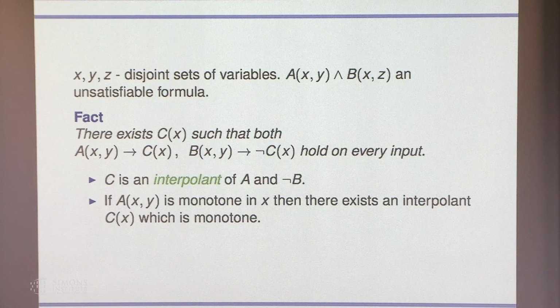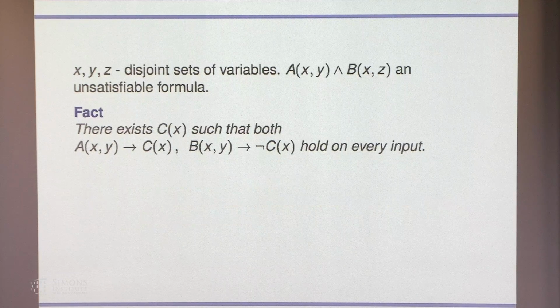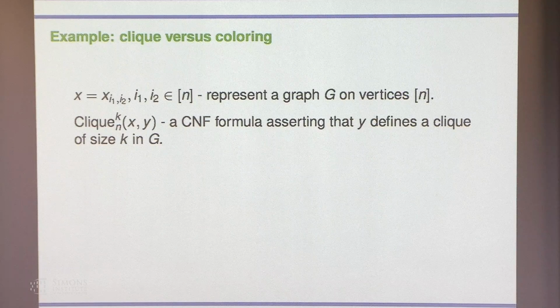And another subtle thing to notice is that if A is monotone in X, meaning that the variables x in A appear only positively, then you can actually fix C so that it is monotone in X. And now I would like to ask, what is the connection between the length of a proof of refutation of A and B and the interpolant C of A and not B? That's the general strategy of the interpolation technique.